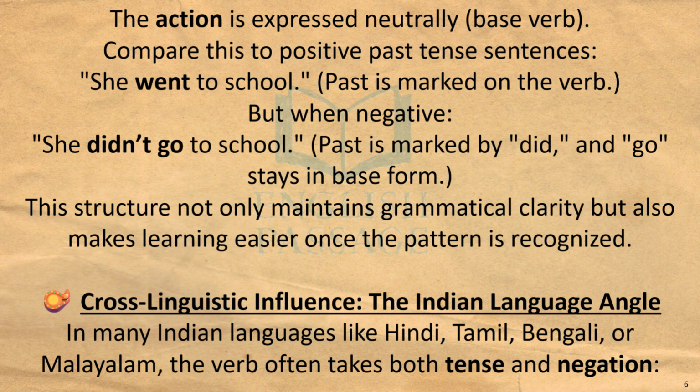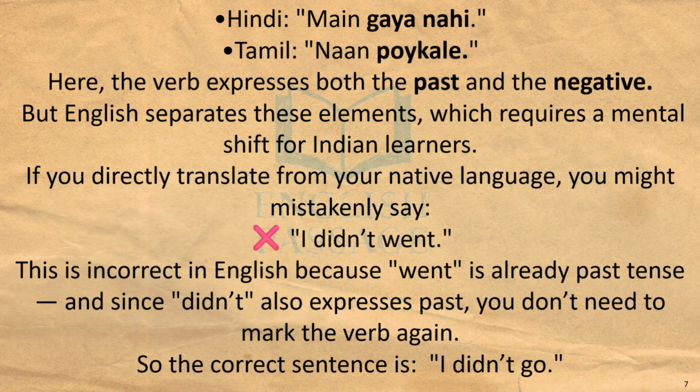Cross-linguistic influence, the Indian language angle. In many Indian languages like Hindi, Tamil, Bengali, or Malayalam, the verb often takes both tense and negation. Hindi, mein gaya nahi. Tamil, naan poikale. Here, the verb expresses both the past and the negative. But English separates these elements, which requires a mental shift for Indian learners.